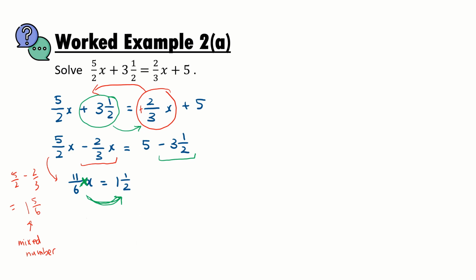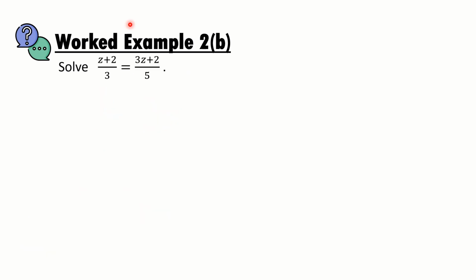In the next step, I will have x equals 1.5 divided by 11 over 6. I want you to see that I have here a division sign that is opposite of multiplication. Then we just have to press into a calculator 1.5 divided by 11 over 6, and I will be able to get the final answer of 9 over 11. So the answer to this question is x equals 9 over 11.